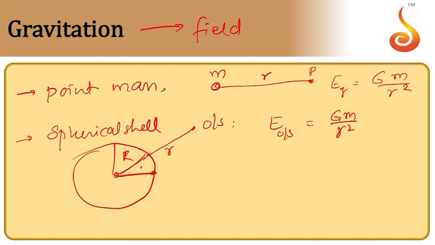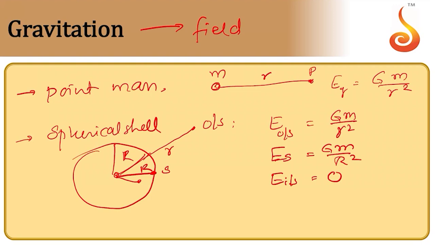At a point on the surface, it is given by Gm divided by r square, and at a point inside, the gravitational field is 0. Remember, the direction is always towards the center of the sphere.